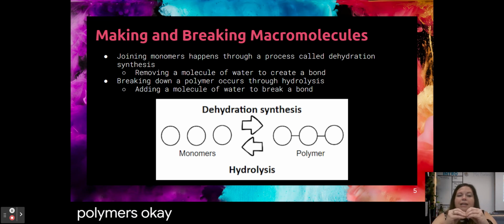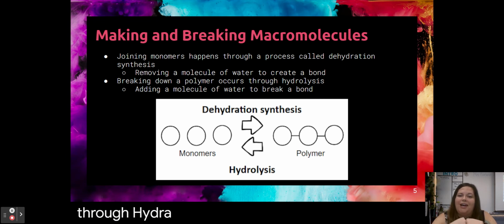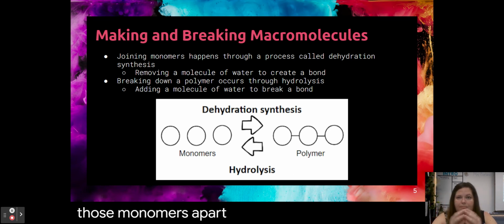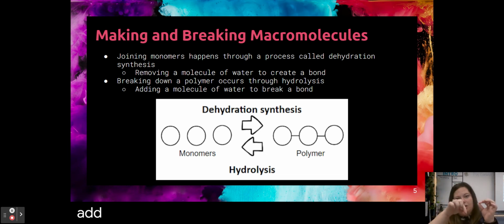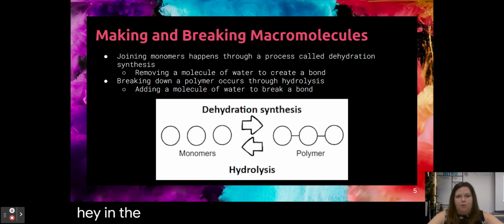Okay. Breaking down a polymer occurs through hydrolysis. Hydro, again, should mean water to you. Okay. Lysis, lys, means to cut. So you are cutting those monomers apart by adding water. Okay. So we add a molecule of water and our big molecules separate into monomers.